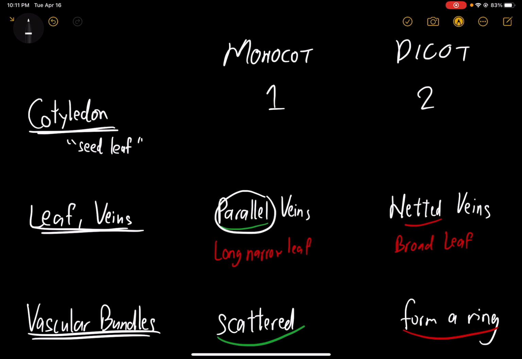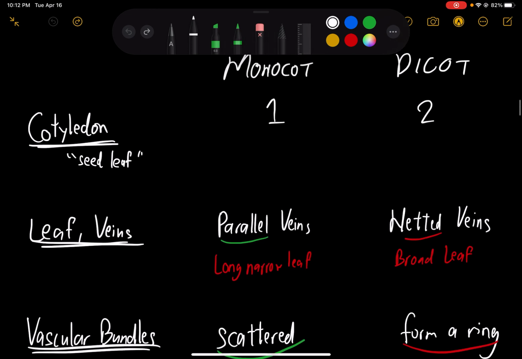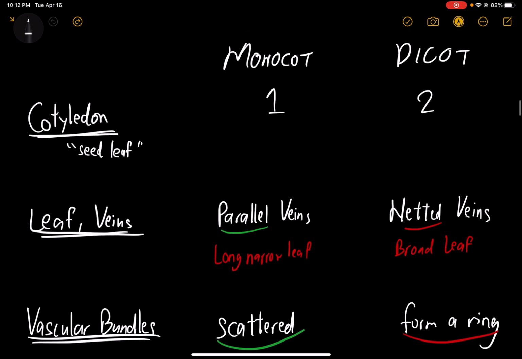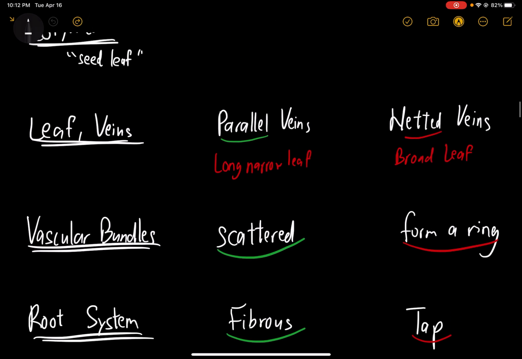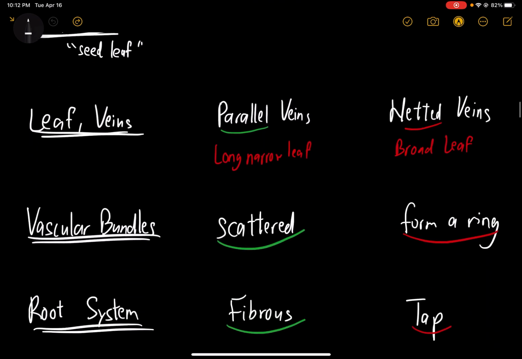And in terms of the leaf, it's long and narrow. On the contrary, for dicot, the veins are netted and the leaf is broad. In terms of the vascular bundles, for monocot, it's scattered, and for dicot, it forms a ring. And for the root system, for monocots, it's fibrous, and for dicots, it is taproot.